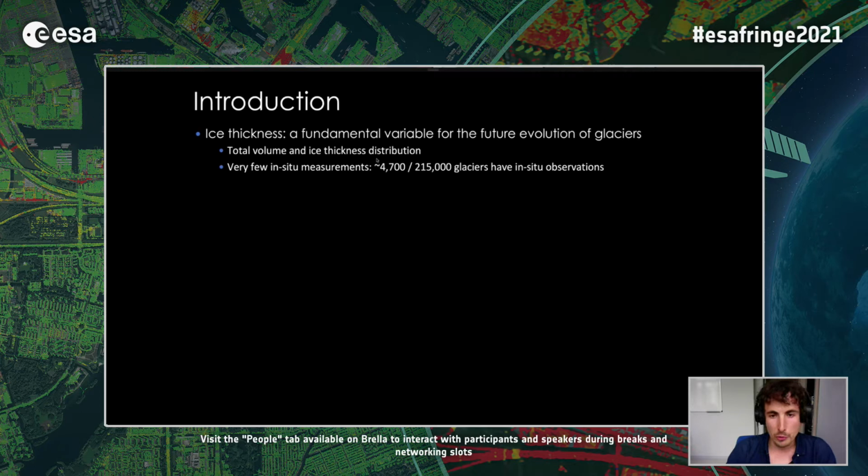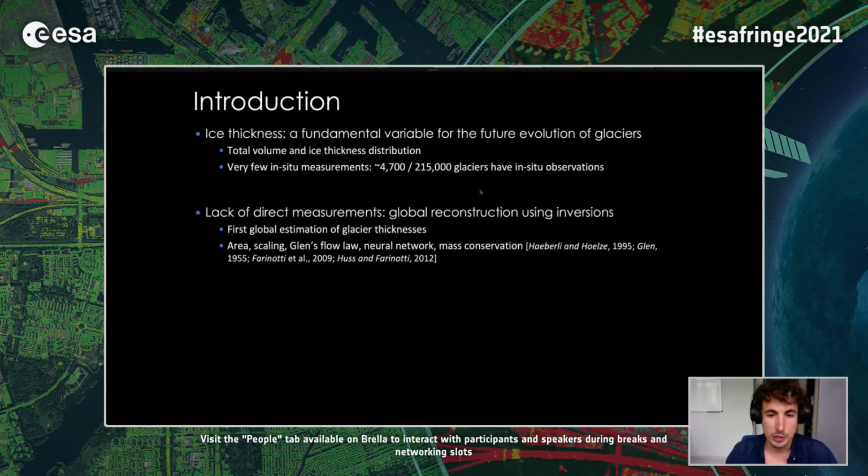At the moment, there is only a very small portion of the glaciers that have been mapped, and those in situ measurements are really limited spatially. So most of the time, it's only one line or a point. So because of this lack of direct measurement, there is an increasing international effort to develop inversion approaches to reconstruct ice thickness at regional scales. So it started with some simple approaches from area scaling, and it rapidly evolved into Glen's flow law and the use of mass conservation, and more recently, neural networks.